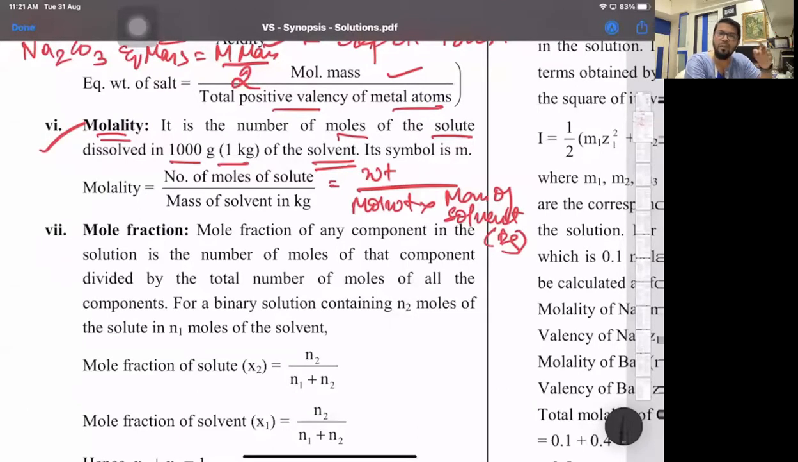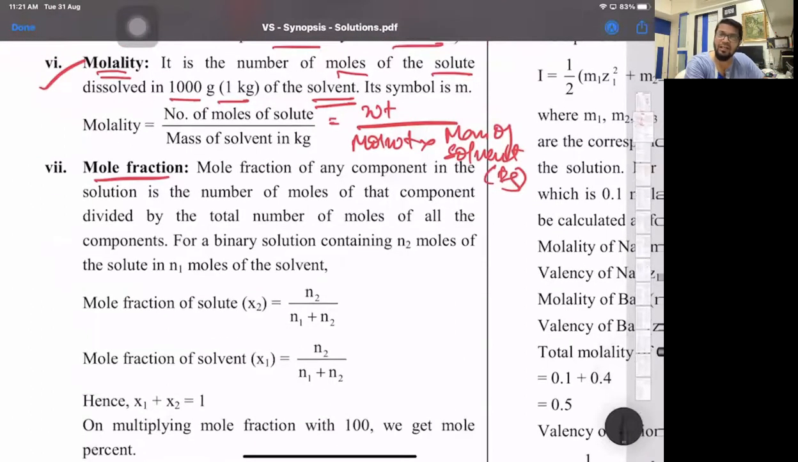Okay. Same way for molarity, normality. If the volume is taken in ml or centimeter cube, the numerators are multiplied with 1000. Then comes the next feature, what we call mole fraction. Mole fraction is basically, when I talk about a binary solution, one solute, one solvent, the mole fraction of solvent will be number of moles of solvent upon number of moles of solute plus number of moles of solvent.